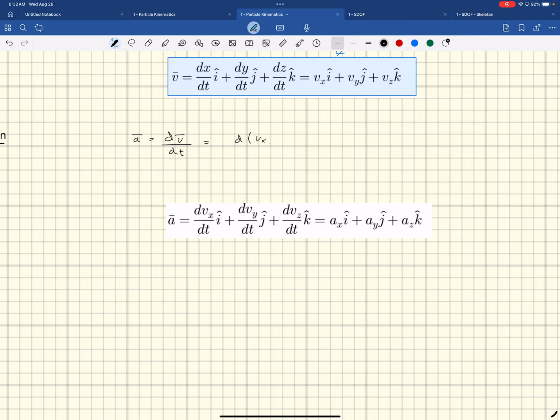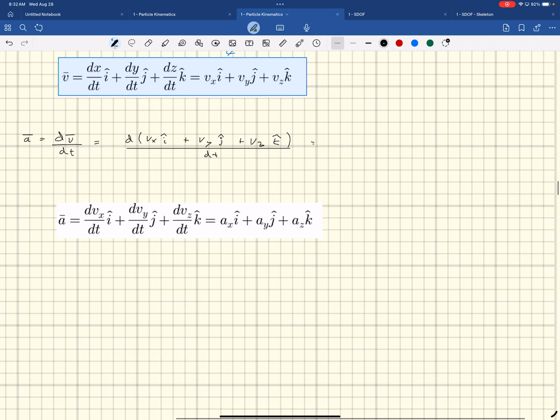dvx in the i plus vy in the j plus vz in the k, all that with respect to time. Right? And so if you did that, you would get this dvx/dt in the i, plus vx times di/dt, and so on. We won't keep going with it.